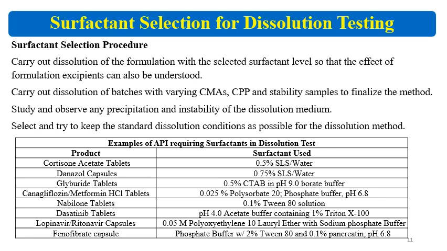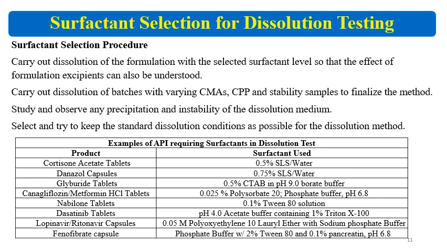Try to keep the standard dissolution conditions as much as possible for the dissolution method. So always go for standard dissolution conditions like 900 ml of media. If you are using paddle apparatus, then use 50 rpm. If 50 rpm is not working, then increase the rpm to 60 and then to 75 and include those studies in your dissolution method development.